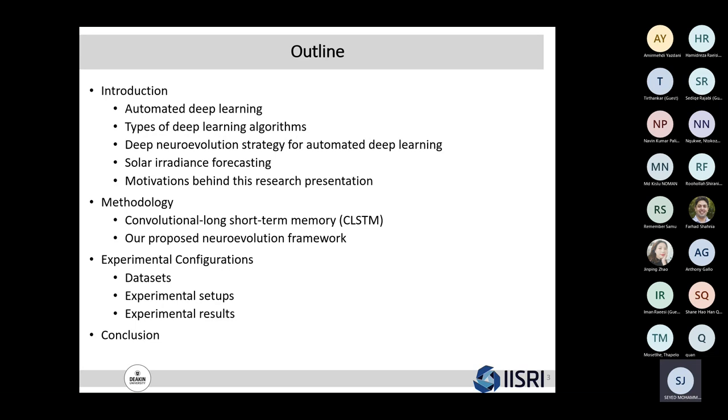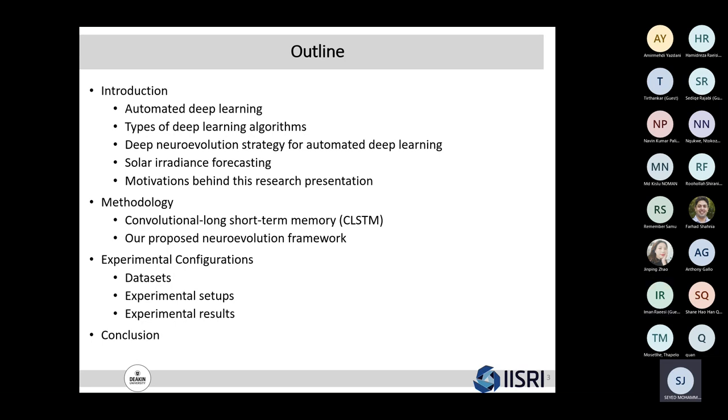So here is the outline that I'm going to introduce to you. First of all, I'm going to have a brief talk on automated deep learning: what is that, and what is the content? In the beginning, I'll go through the types of deep learning algorithms and the strategy of deep neural evolution as one of the effective approaches for automated deep learning models. I will introduce the details of this methodology. Then I will give a brief introduction to solar irradiance forecasting, the case study that we're going to solve today. And I'll give you some motivation and the contribution behind this research presentation today.